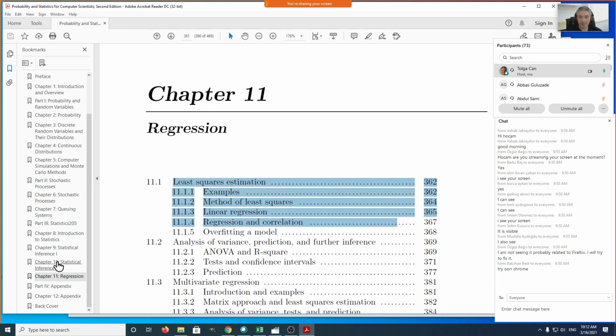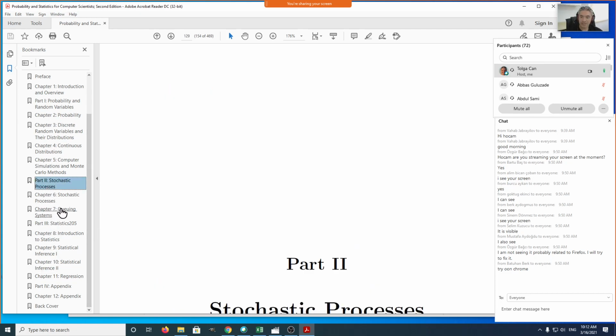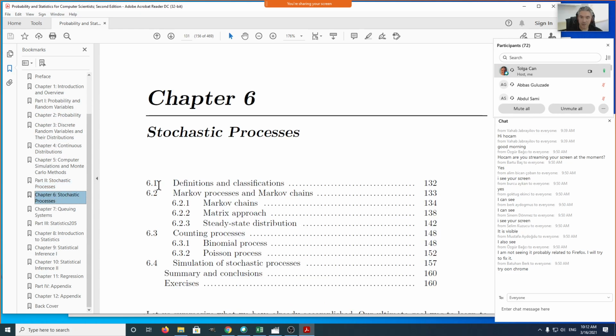So in these last chapters, we'll just touch upon single sections to give you a flavor of what regression means, what inference means. And after that, we're going to come to stochastic processes and just talk about Markov processes and Markov chains. We are going to cover chapter 6.